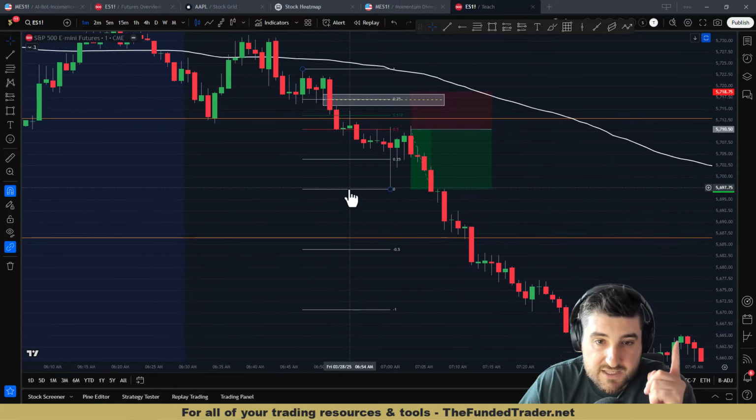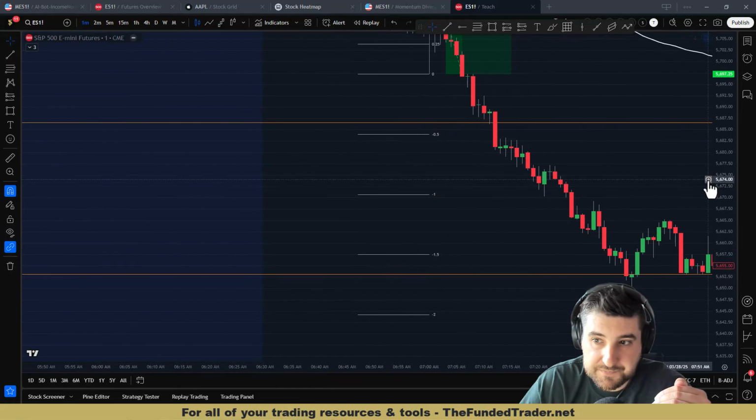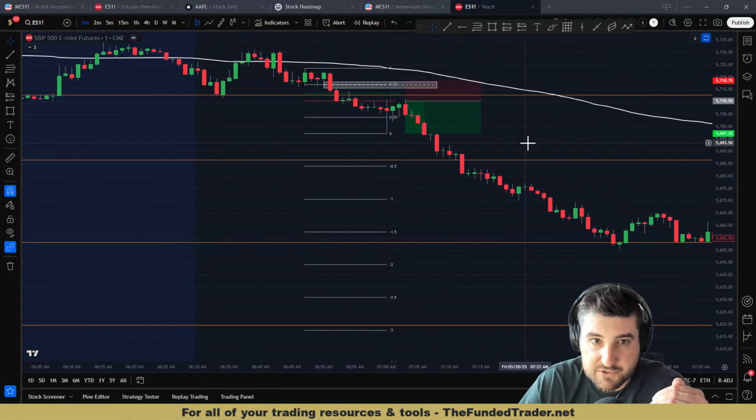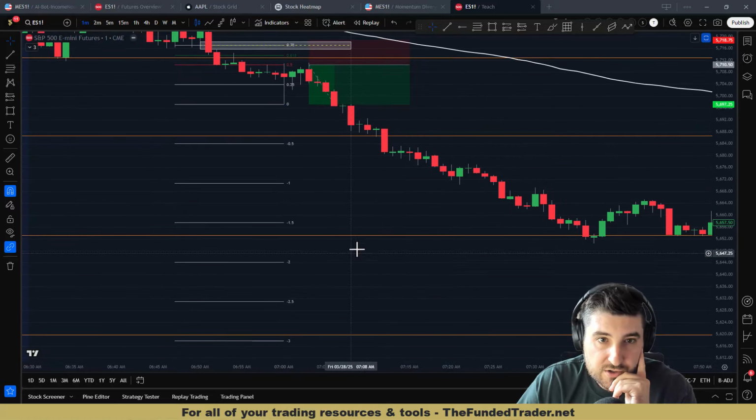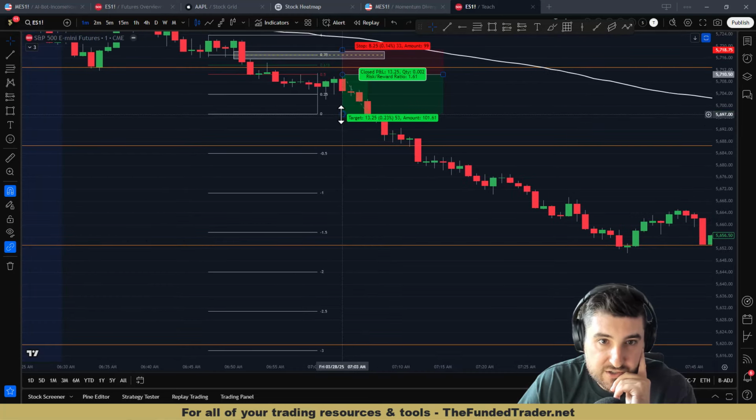But this is why we have the extensions, because as you can see, if we zoom out a little bit, we went all the way down through this pivot point down to the next one. And you can see, look at where price kind of starts to consolidate.